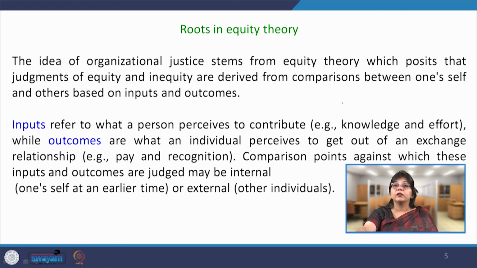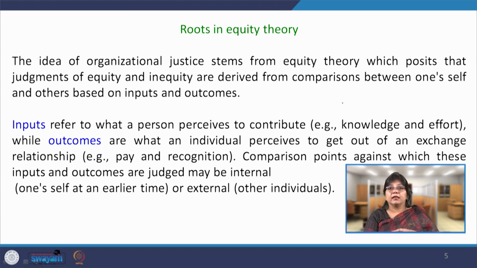So, outcomes are what an individual perceives to get out of an exchange relationship, that is pay and recognition, and this is a very fair relationship in terms of give and take. The organization has hired you based on your knowledge, skills and abilities. It can be any group also. When you are performing based on your knowledge, skills and abilities, then you are giving something back to the organization, and again the organization has to give back to the same person in the form of pay and recognition. So, it is a regular process of give and take in the form of input and outcome. Whenever we are talking about equity theory, input and outcomes are the two important determinants which tell how fairness can be achieved in any organizational process.